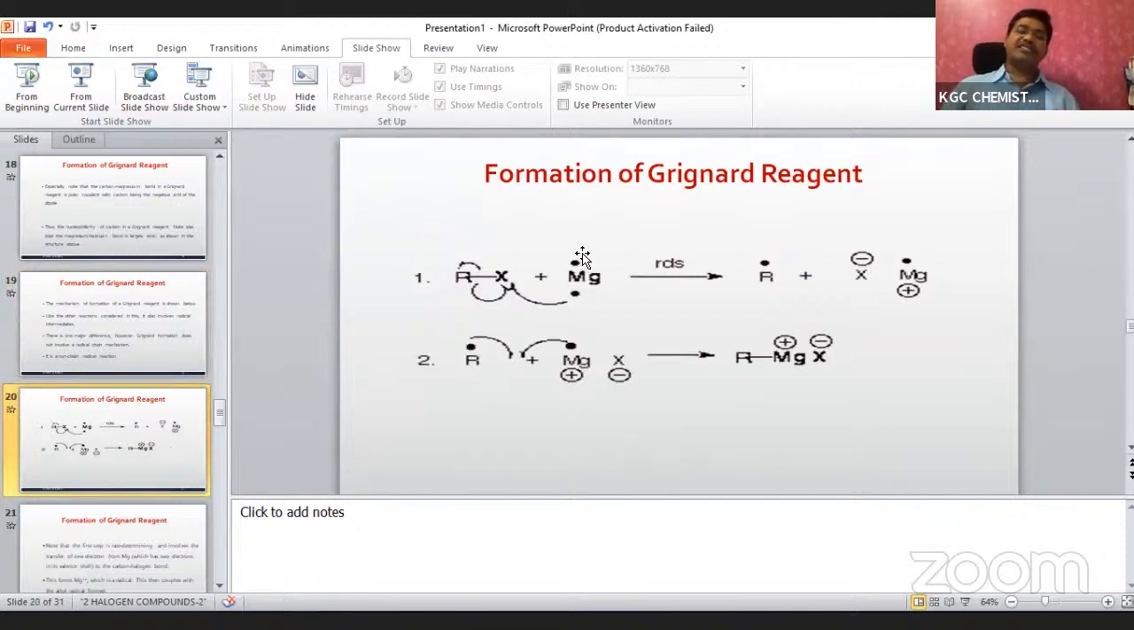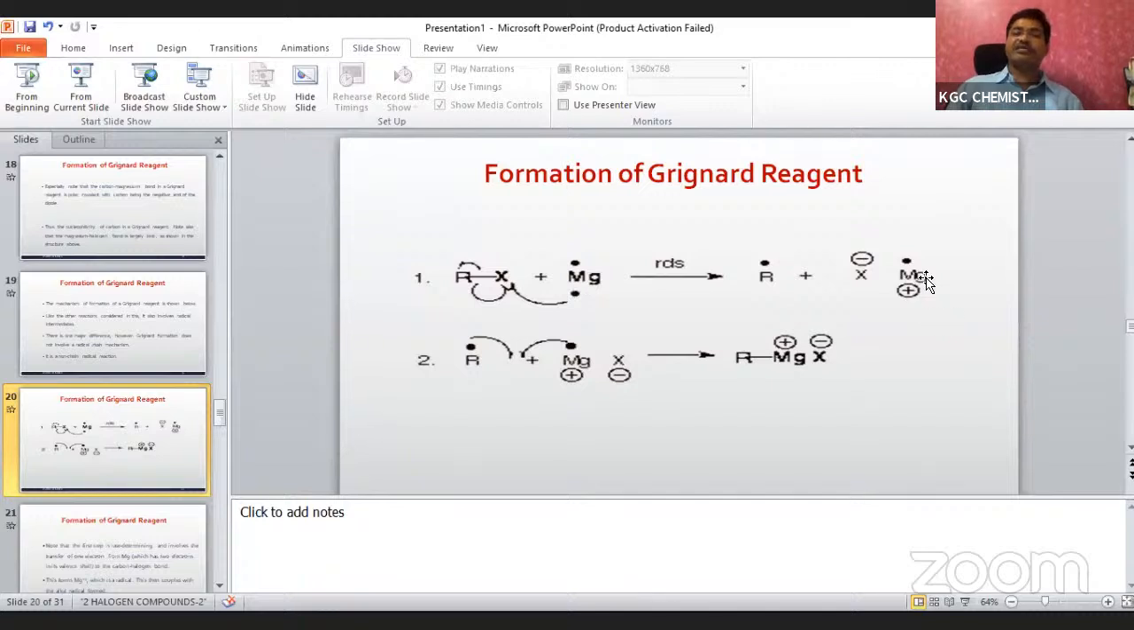Magnesium has 2 valence electrons in its valence shell, because its atomic number is 12, so 1s2, 2s2, 2 electrons in the s orbital. Here, homolytic cleavage takes place. Are you getting this? Here it is homolytic cleavage: 1 electron is taken by the alkyl group, and another electron is taken by the halogen.